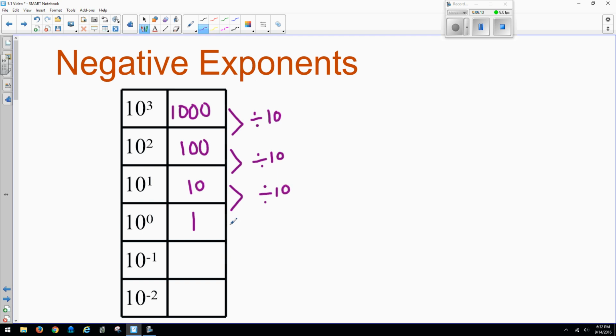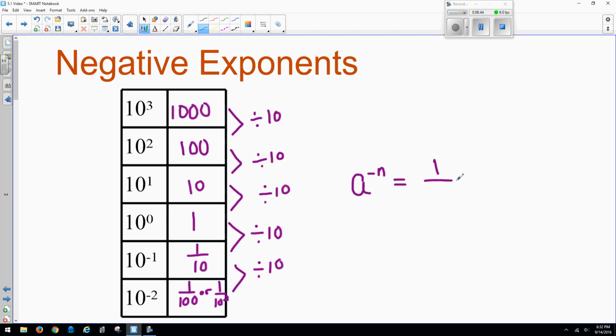So I'm going to do the same thing. I'm going to take this number that I got and divide by 10, and that's actually going to give me 1 over 10. Right here, I'm going to do the same exact thing. I'm going to divide by 10, and that's going to give me 1 over 100, or 1 over 10 squared. So here's the rule. If you're evaluating negative exponents, a to the negative n power is equal to 1 over a to the n. And we'll certainly talk more about that in class.